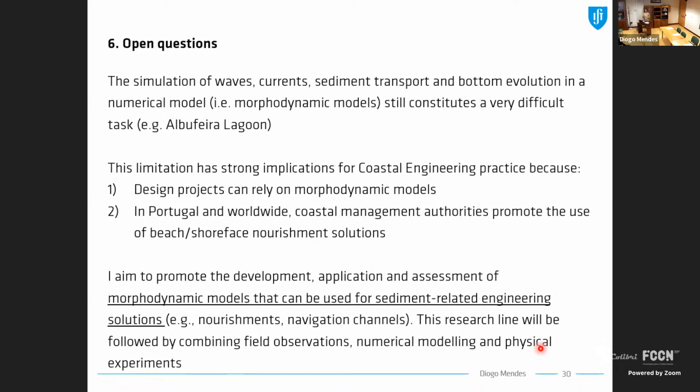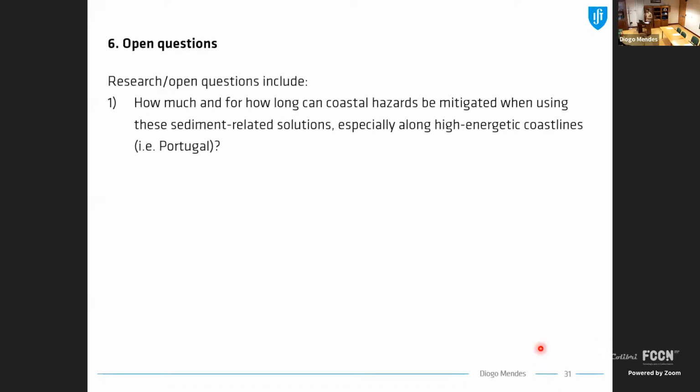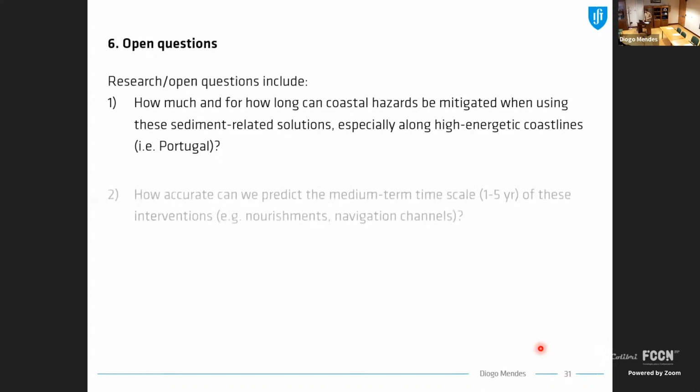So this part of the sediment transport, and our knowledge, is far from the best knowledge that we can get to develop this kind of morphodynamic models and to apply them in practice. So the open questions that I put here include, for example, how much and how long can coastal hazards be mitigated when using these sediment-related solutions? This is especially important both along highly energetic coastlines and when we have coastal management authorities that are concerned and promote the use of these solutions.